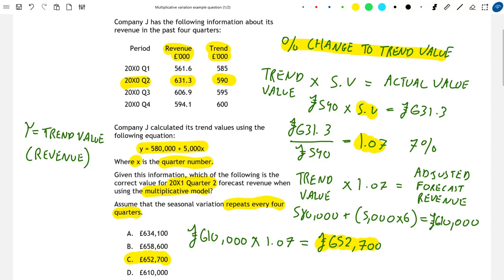Now if we take a look at our options, we can see that option D is just the trend value for this period. This option hasn't taken into account the seasonal variation that we expect to occur in this period. So option C is the one that we want. And so this is how we can use multiplicative variation in conjunction with a trend equation to make a forecast.